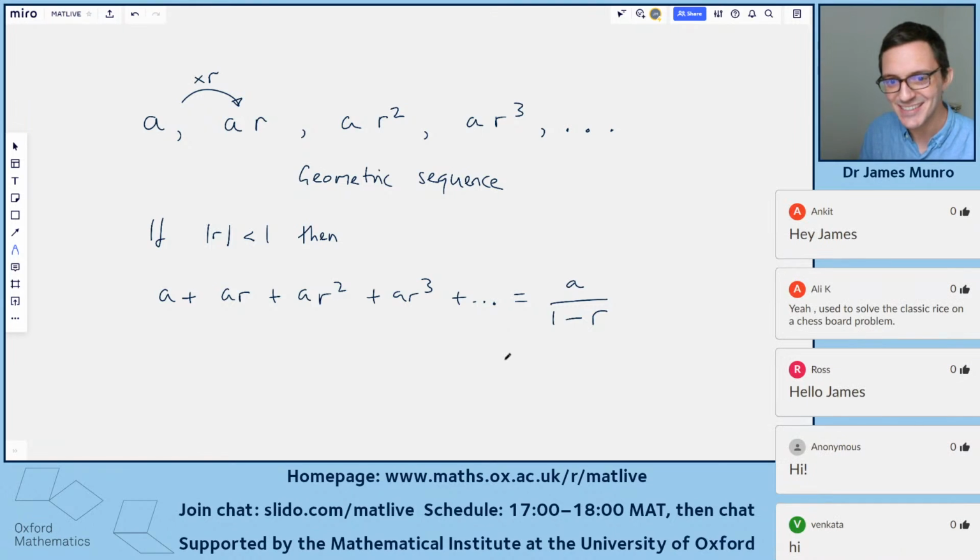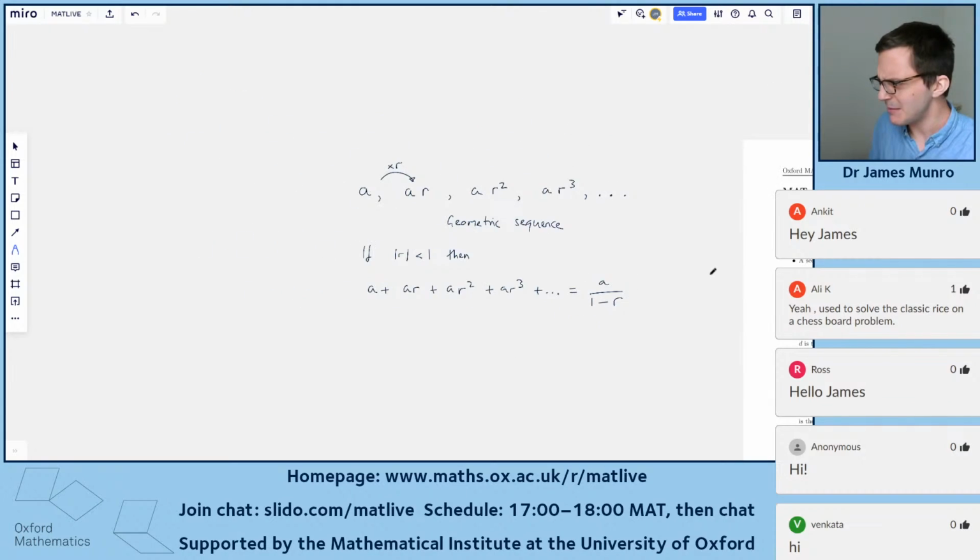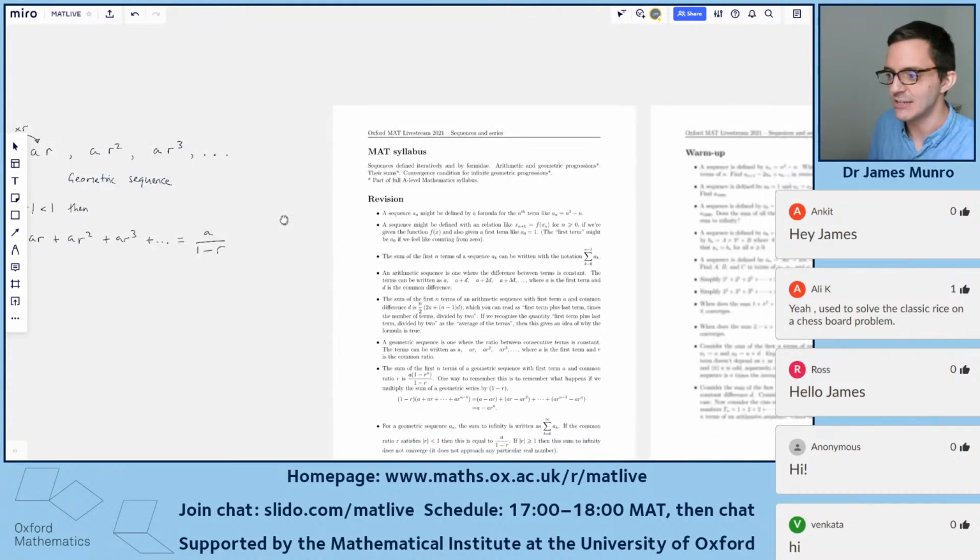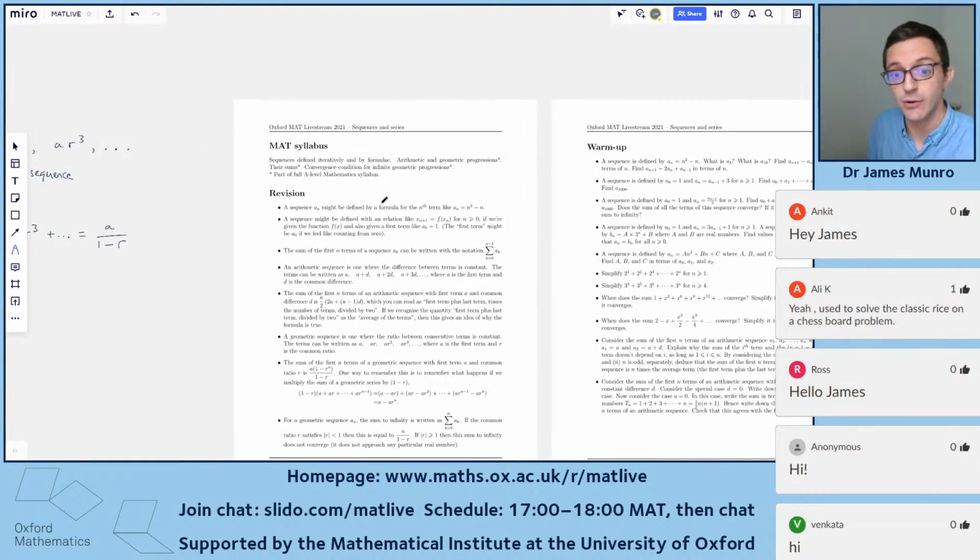And if you're still with us, then we're going to do a lot more maths over the next hour. The theme of today is sequences and series. We've got a worksheet of maths problems and puzzles related to sequences and series, based around things that are on the MAT syllabus.